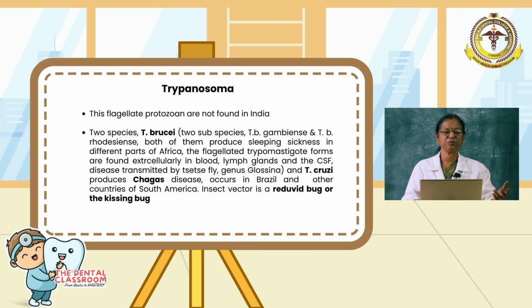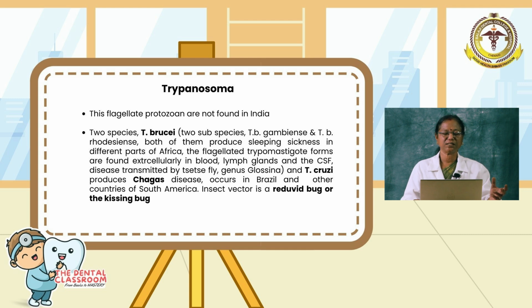One is Trypanosoma brucei. In this brucei itself you have two subspecies, one is gambiense, another one is rhodesiense, and both of them produce sleeping sickness, which is quite common in different parts of Africa. This flagellated trypomastigote form is found extracellularly in the blood, in the lymph nodes and lymph glands, and also in cerebrospinal fluid. The vector that transmits this disease is the tsetse fly. The genus name is Glossina.